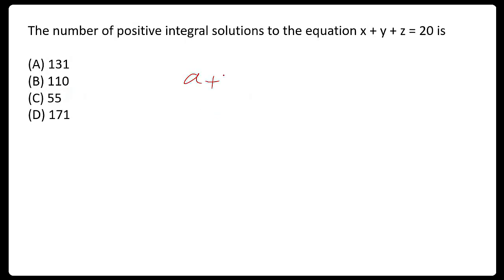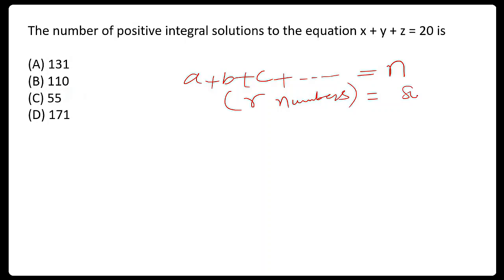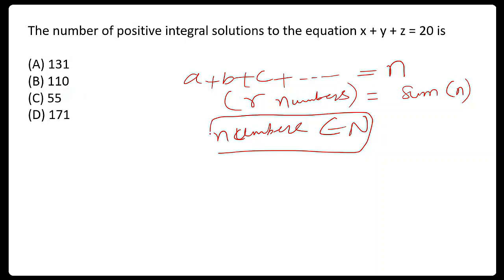if the sum of certain numbers, a plus b plus c and so on, is equal to n, let's say you're adding r numbers and you want a sum n where all the numbers are only natural numbers, that means zero or negative numbers are not allowed, then the total number of combinations is n minus 1 C r minus 1. It's a direct formula. If you know the formula, you will get the answer in seconds.